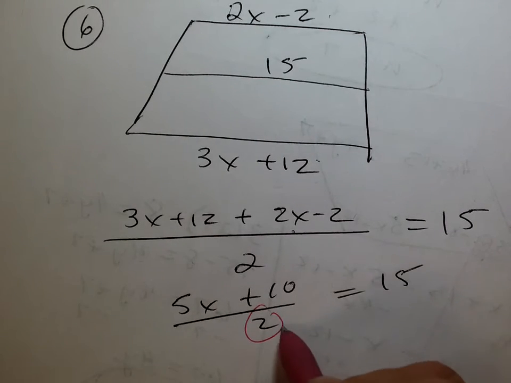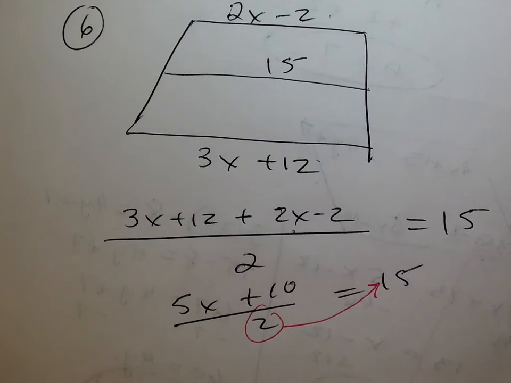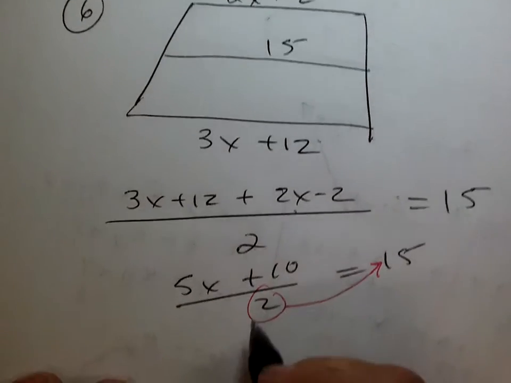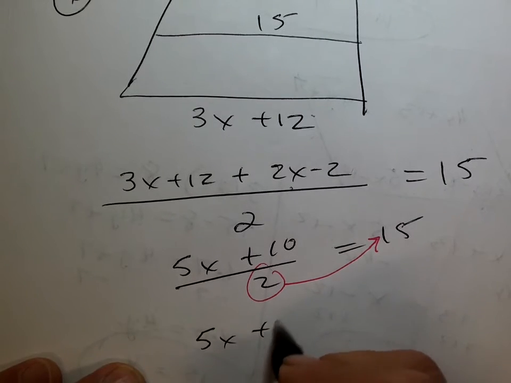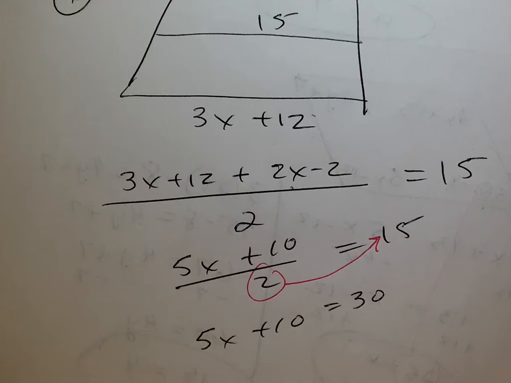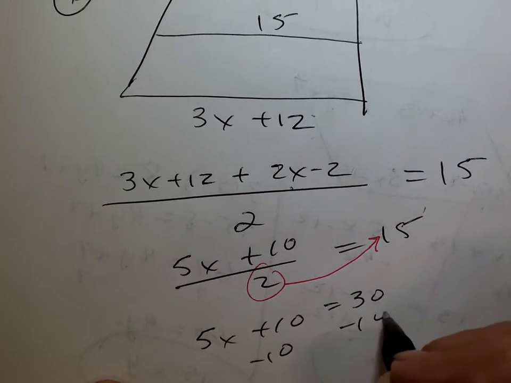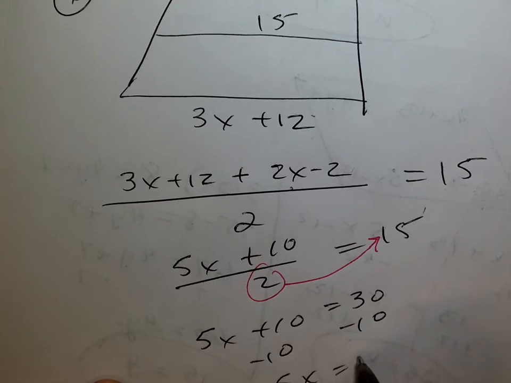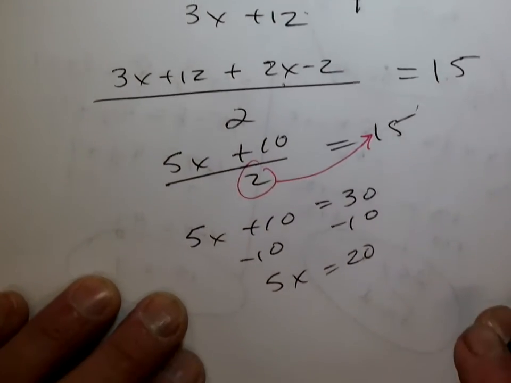I'm just going to multiply by 2. Makes it easier. That way I don't have any decimals or fractions, which I don't want. So I'd rather go 5x plus 10 equals 30, right? Multiply by 2, times by 2. Minus 10, 5x equals 20. X equals 4.